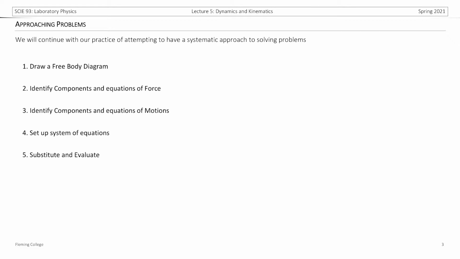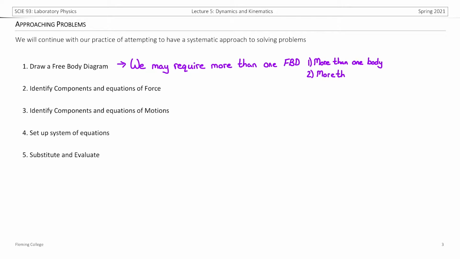We will continue to reinforce our practice of applying a systematic approach to problem solving. For each of these problems, you should consider the following steps. Start by drawing free body diagrams. We know how to do these. We've done these for the last type of problem. The new part is that we may require more than one free body diagram. This could be because we have more than one body, or we have more than one phase.